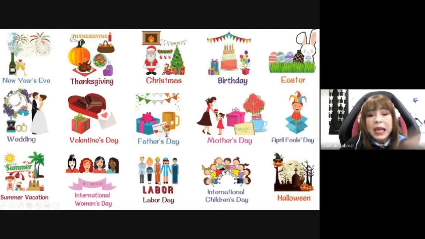Labor Day, we have different dates for this celebration. In Panama, Labor Day is celebrated on May 1st. International Children's Day, this is something that is international. It's the same date for everybody, for every country. And the last one, Halloween, that is celebrated today, October 31st.